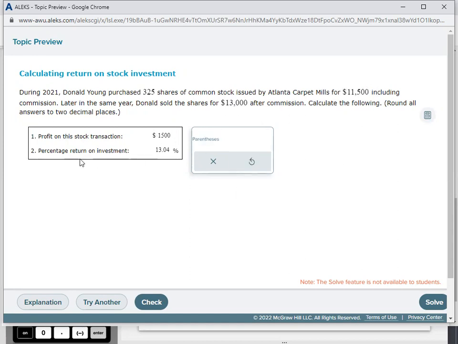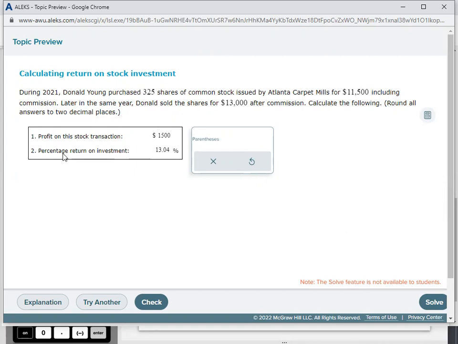Okay, so when they say what's his profit, it's just how much more do you have? Now, if he lost money, then we would have stuck a negative sign there. Like if he had lost 1,500, if he ended up with only 10,000, if he'd sold it for $10,000, then he would have had a loss of 1,500.